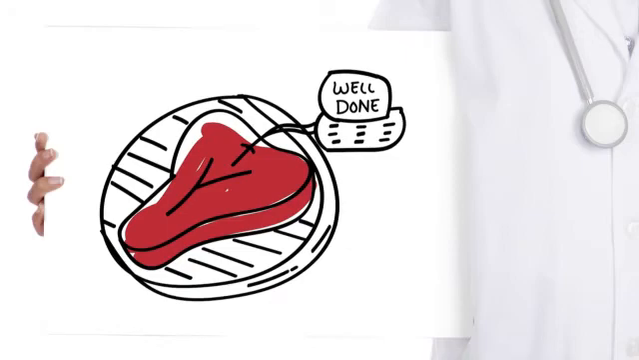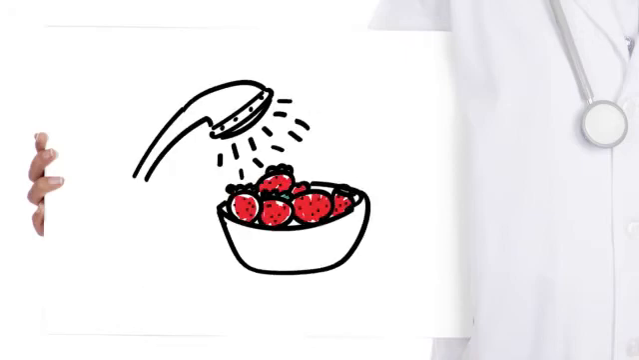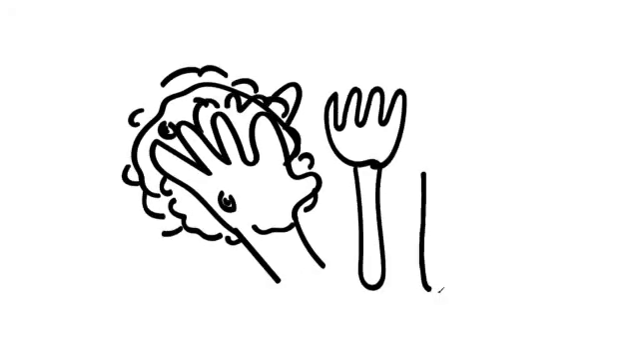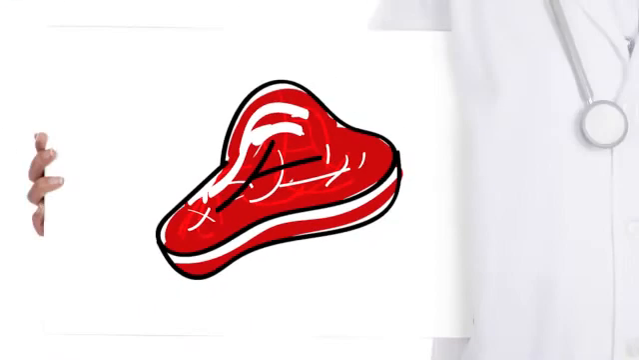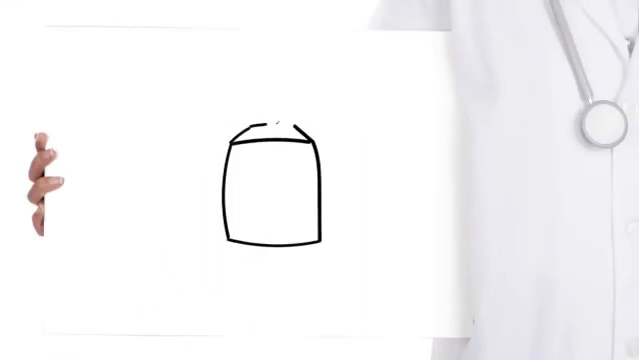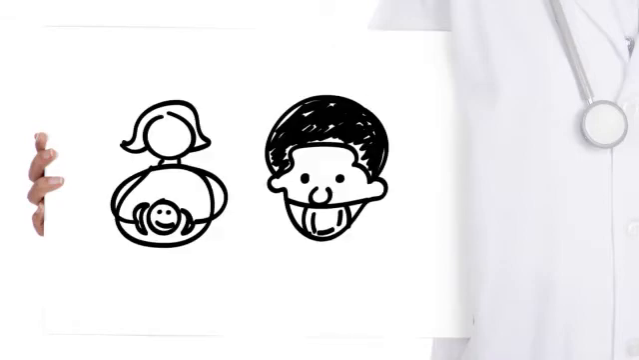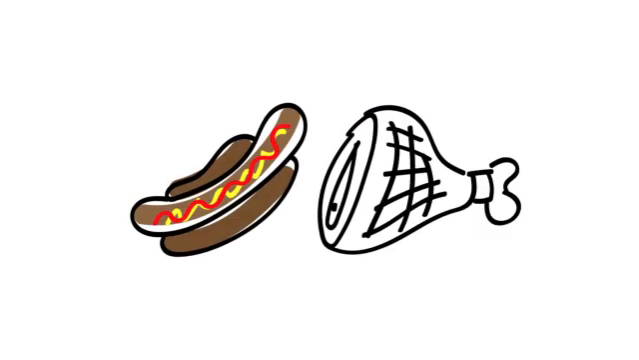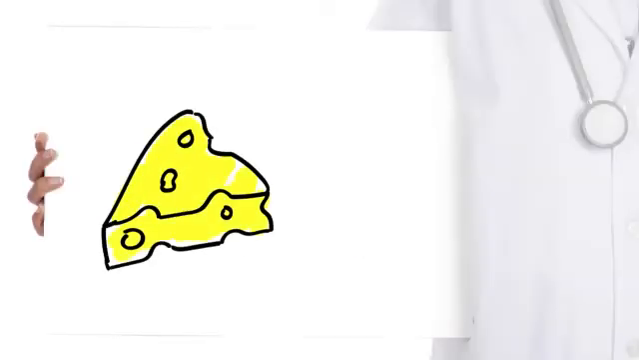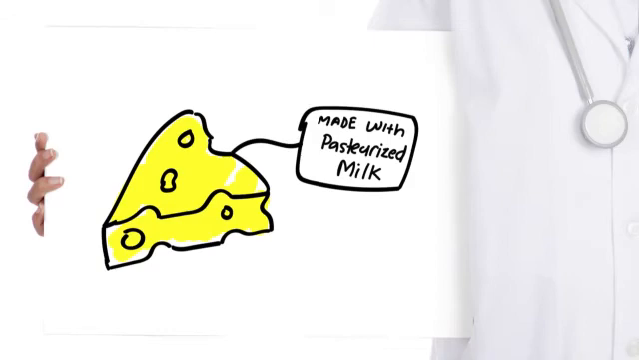To prevent it, doctors recommend thoroughly cooking meat, thoroughly cleaning raw fruits and vegetables, and washing hands, utensils, and countertops after handling uncooked foods. Do not drink unpasteurized milk or eat foods that contain unpasteurized milk. Doctors urge pregnant women and those at risk not to eat hot dogs, deli meat, and to avoid soft cheese unless it's labeled as made with pasteurized milk.